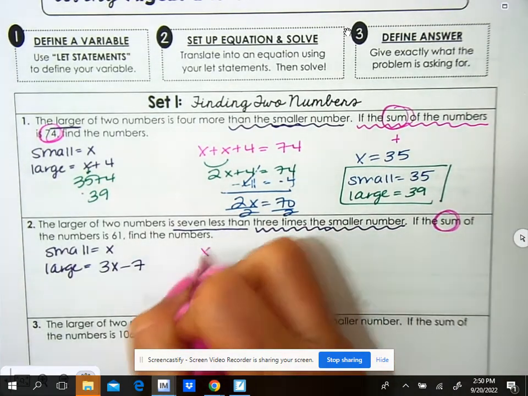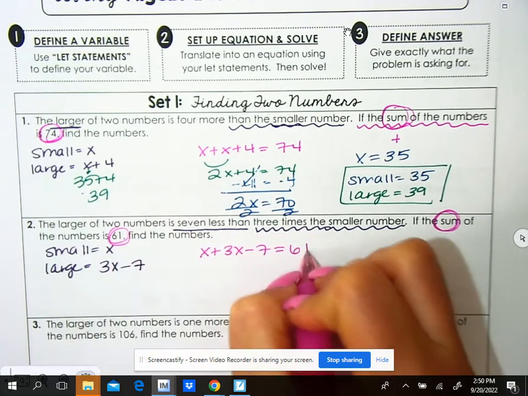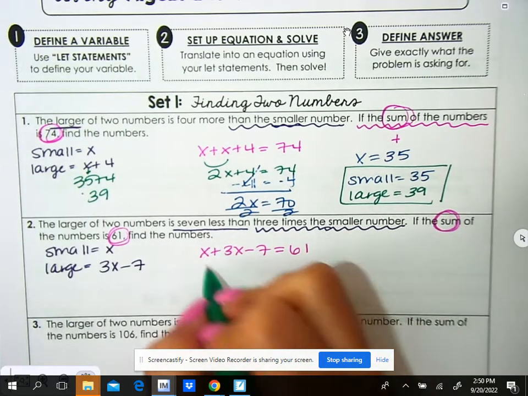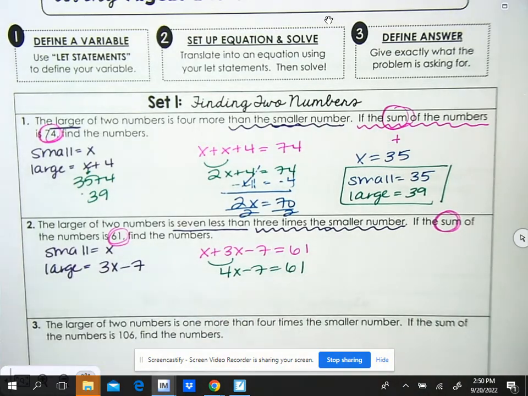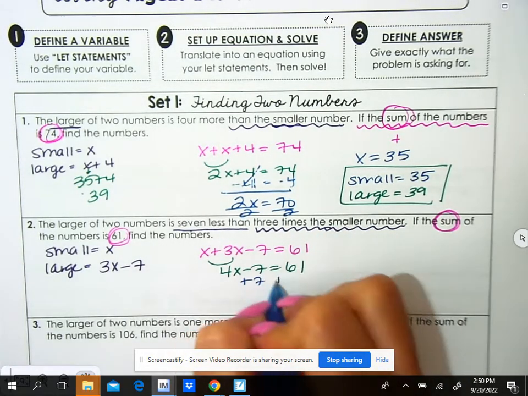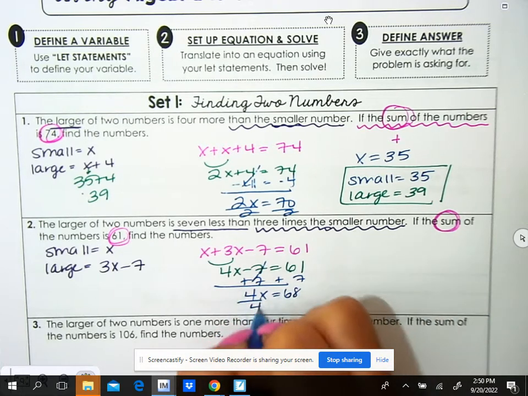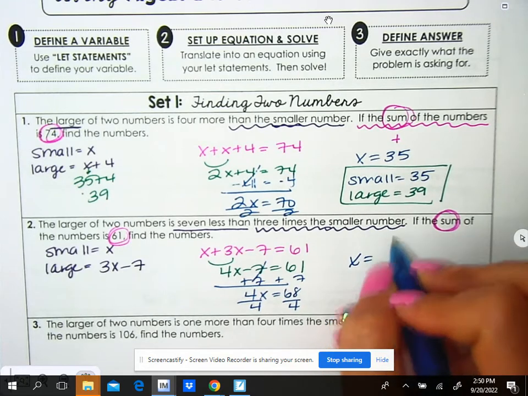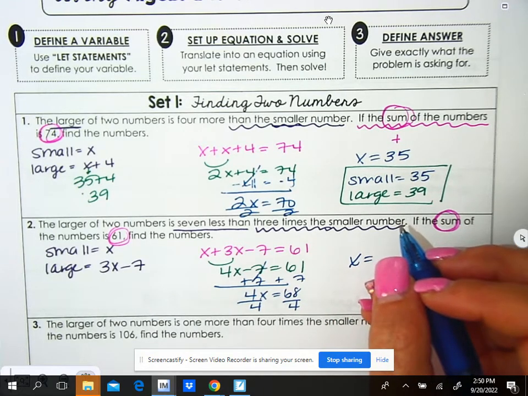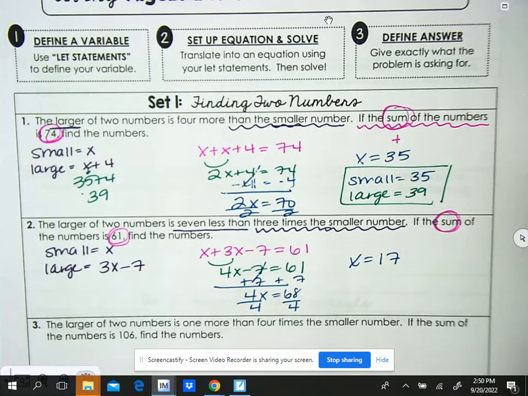Again, it says here the sum. So we're going to add these together, and that equals 61. Combine your like terms and solve your equation. So x is going to equal 17.